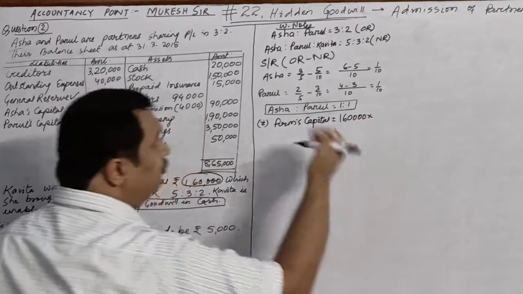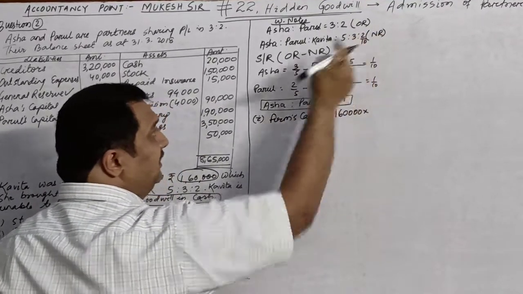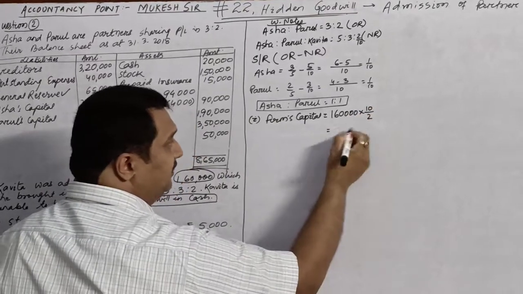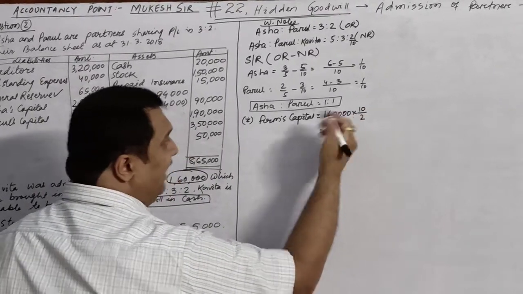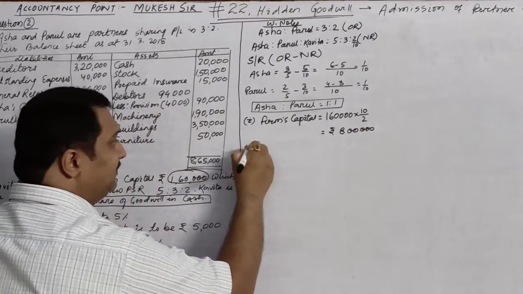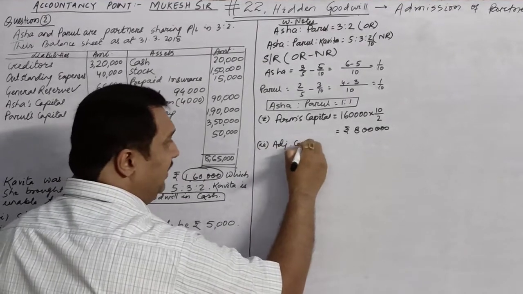1,60,000 into the reciprocal of her share. If you see over here, Kavita is coming for 2/10. So we'll do 10/2. This will give me the capital of the firm, which is rupees 8 lakhs. Now the second thing which I will do is calculate the adjusted capital.